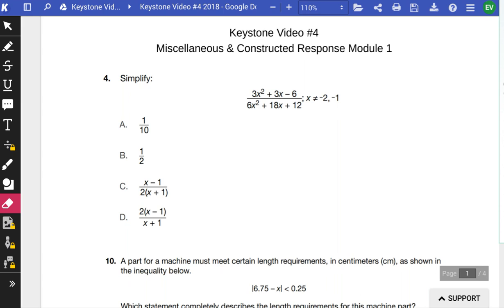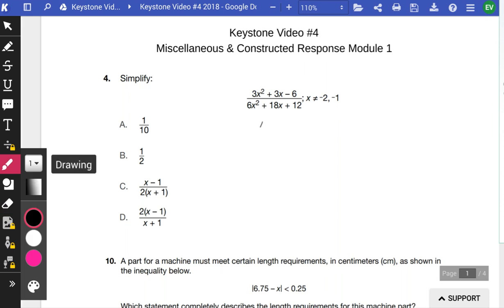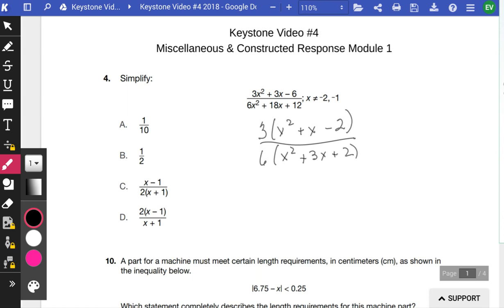So the numerator becomes, let's factor out a 3 first. It becomes 3 times x squared plus x minus 2. And our denominator, we're going to factor out a 6, becomes 6 times x squared plus 3x plus 2, since 12 divided by 6 is 2. We can then factor this further. Our 3 and 6 becomes 1/2.